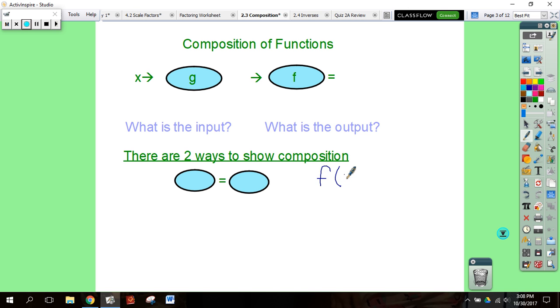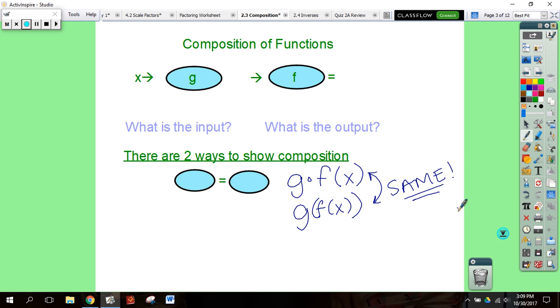So we could say f of g of x, or we could say f composed with g of x. These 2 things are the same. They mean the same thing. They are interchangeable. There is no difference between these 2 pieces right here. Typically what we've done is we've shown this one. In some cases now you might start to see this little open circle in between.